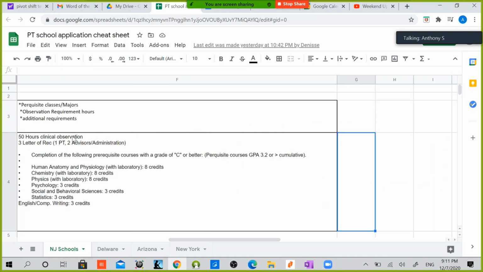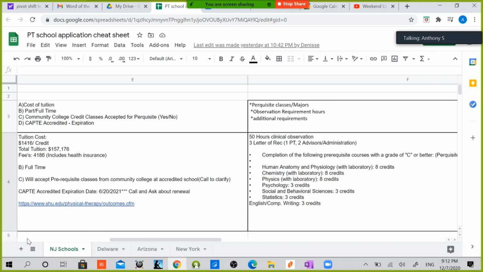Okay. So I have the clinical observation hours required from each university, the letters of recommendation, prerequisite courses. For those transitioning from a certain degree and wanting to pursue PT, this is especially important for you. And or pursuing PT in the undergraduate, getting your prerequisites done. So making sure that you have all these credits that line up. Let's see. Okay, so the other little tidbit, which is nice.